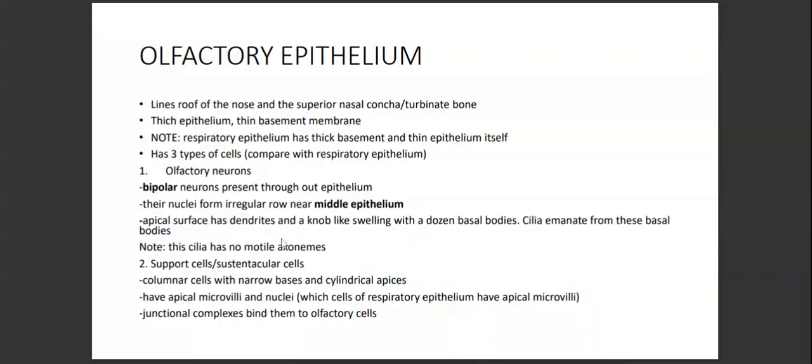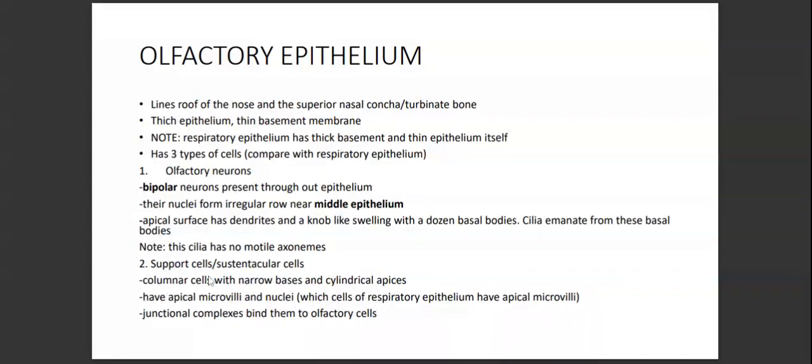The second type of cells that we're going to find in this epithelium are the support cells, which can also be called sustentacular cells. These cells are columnar in shape with narrow bases and cylindrical apices. They have apical microvilli and nuclei.